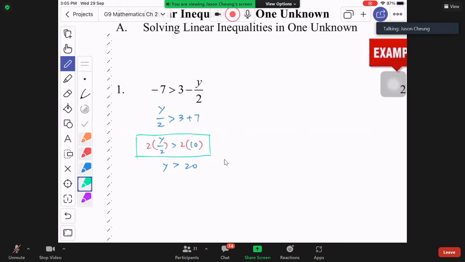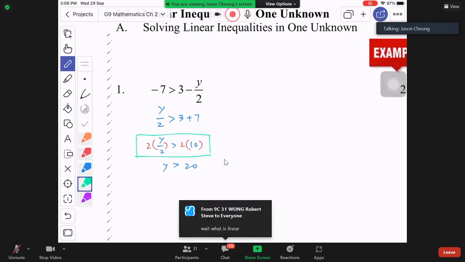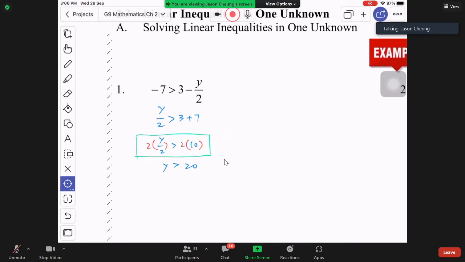All right. Wait, anybody has a question? What is linear? Linear means that the index, the degree of the unknown is 1 only. It's 1 only. That means linear, first degree. All right.